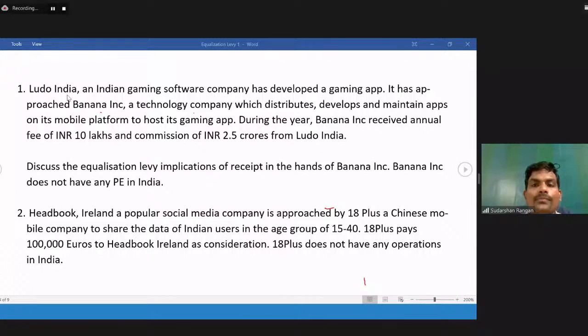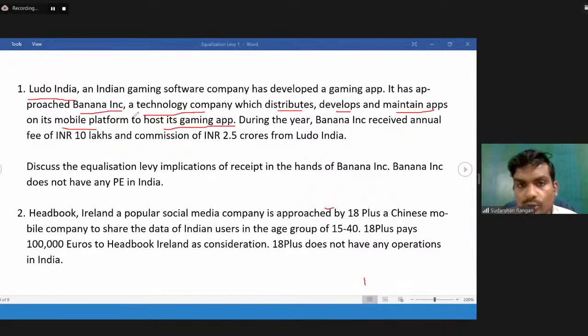Ludo India, an Indian gaming software company, has developed a gaming app. It has approached Banana Inc., a technology company which distributes, develops, and maintains apps on its mobile platform to host its gaming app. So you can imagine whom I'm referring to. So there's a similar fruit company.